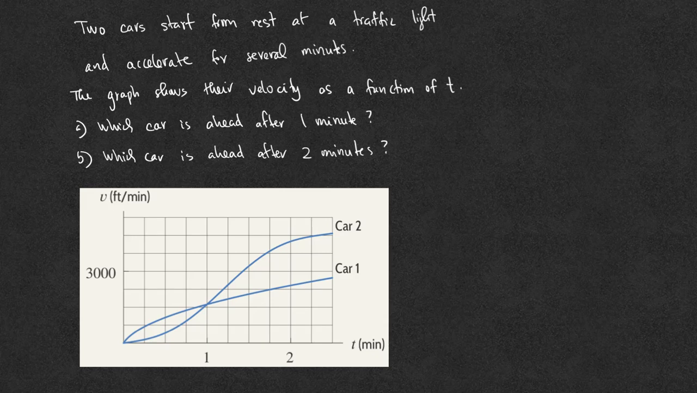Two cars start from rest at the traffic light and accelerate for several minutes. The graph shows their velocity as a function of time t. Which car is ahead after 1 minute? Which car is ahead after 2 minutes?